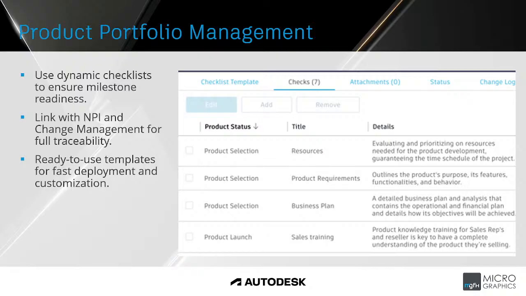And looking at the image here on the right-hand side, the first column shows us a product status. So when a product is in the product selection state, there are 3 checks that need to be done. We have resources, evaluating and prioritizing resources. That check needs to be done. Product requirements need to be met. Business plan needs to be done, submitted, and accepted. And once those 3 checks are done, only then can that product move on to the next state. And these dynamic checklists can be created as part of the template, and they are automatically putting those checks and balances in place as you work through.